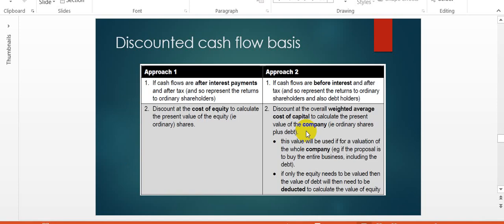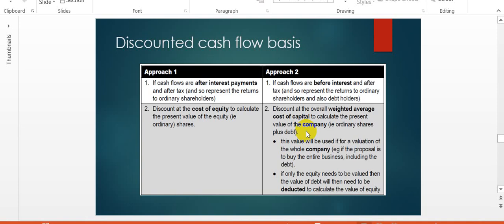You should establish from the question, the information given, whether you need to use approach 1 or approach 2. The questions will rarely tell you to use approach 1 or approach 2. The key will be in the discount rate that you are using. If your question has given you the weighted average cost of capital or just the cost of capital, then you know it's approach 2. If the company has given you the cost of equity, that will be approach 1.